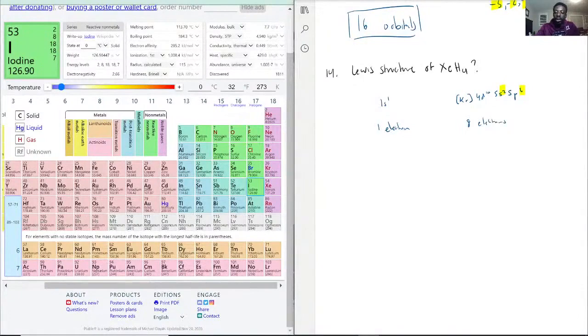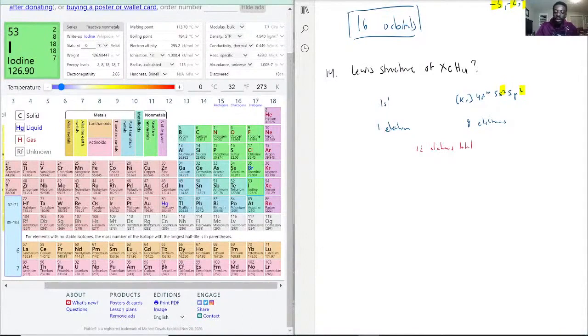Okay, so now if we have xenon tetrahydride, it's probably the best name I can think of. It would be drawn like this. So we have 1 electron times 4, so that would be 4, plus 8. We need 12 electrons total.